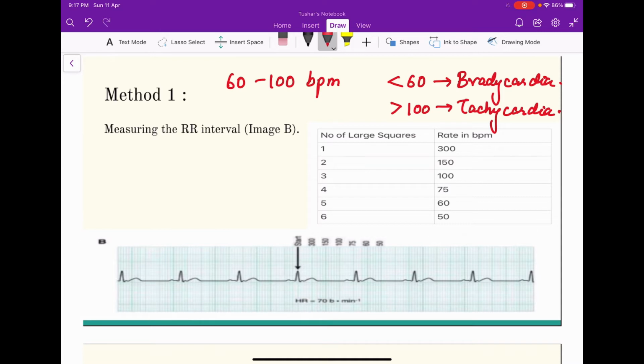Since in a normal heart the rhythm generates from the sinus node, which is called the sinoatrial node, while determining the rate we denote it as sinus bradycardia or sinus tachycardia. Now the easiest method to measure the rate, that means the RR interval, is measuring the number of large squares on the ECG.